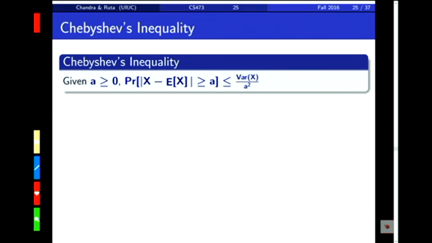So let me now state the inequality. This inequality is stronger than Markov. Now it is saying that, give me any a, then the probability that the absolute value of x minus expectation of x is at least a is at most the variance of x over a squared. So first of all, this quantity is kind of larger than the quantity we were looking at in Markov's inequality.